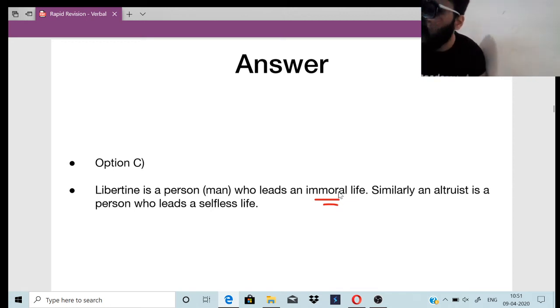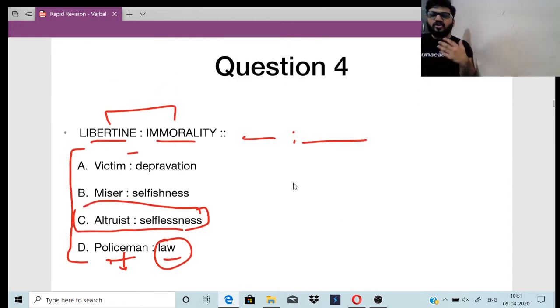He will not have morality, okay? So that person is called a libertine. Any person who leads an immoral life or who is immoral, he is called a libertine. In a similar way, a person who is selfless is called an altruist, okay? Altruist is a person who leads a selfless life. He is very selfless. So that person is called an altruist.